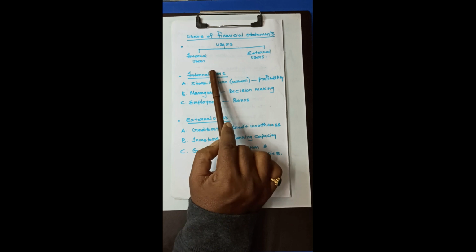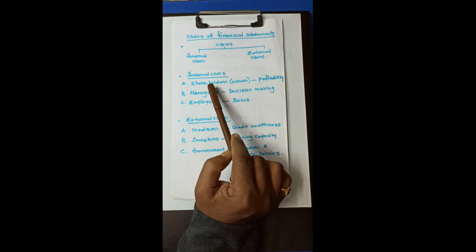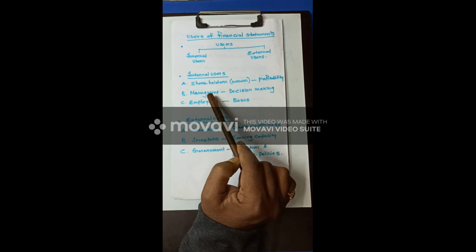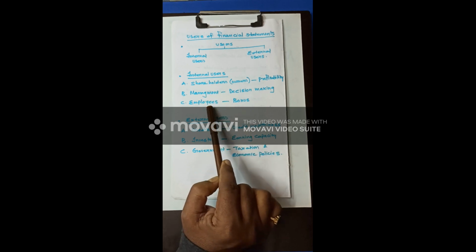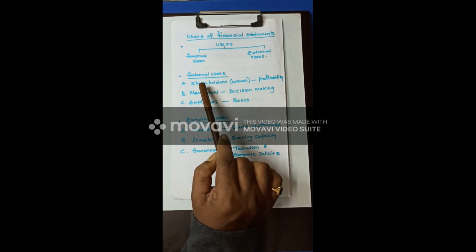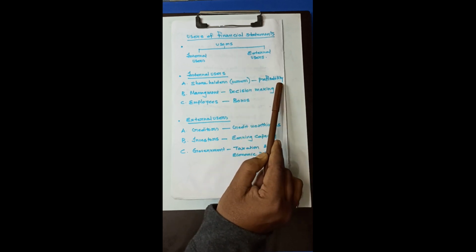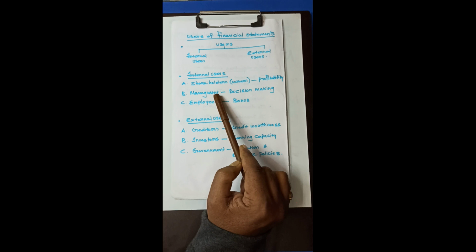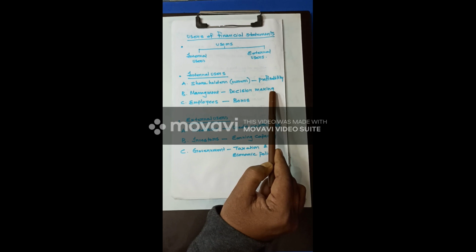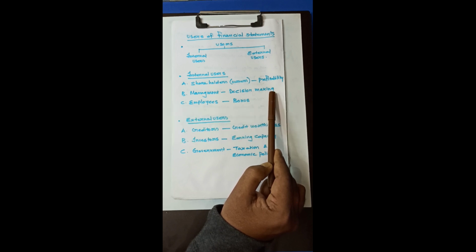So internal users, the people within the organization, are the owners of the company, the management which drives the company, and the employees who work for the company. So why are the shareholders or the owners interested in financial statements? To assess profitability. Why is the management interested in the data stored in the financial statements? Because it enables them to make decisions, like cost cutting, or increasing production targets, or increasing profit margins, or going for a new line of business, or closing down an existing line of business because it is not viable, etc.